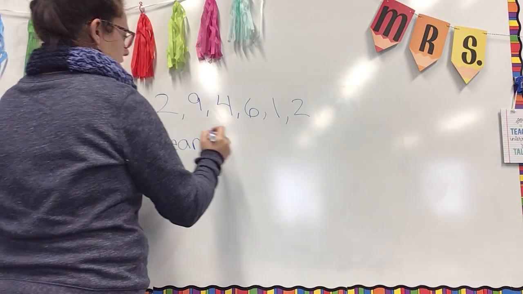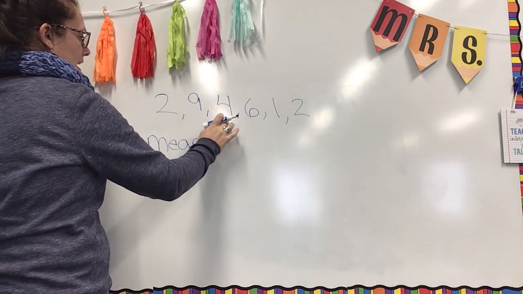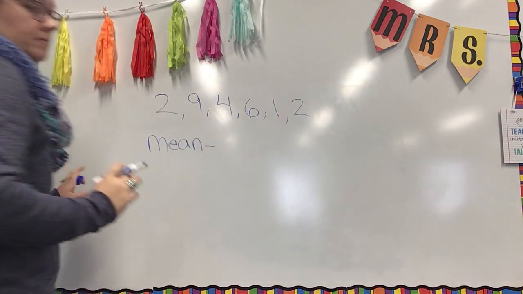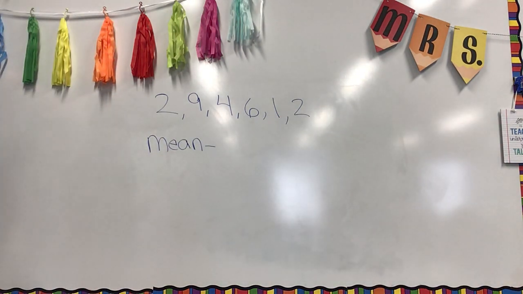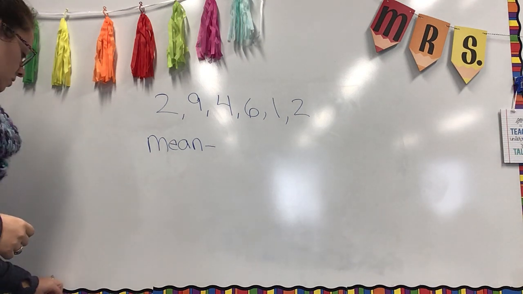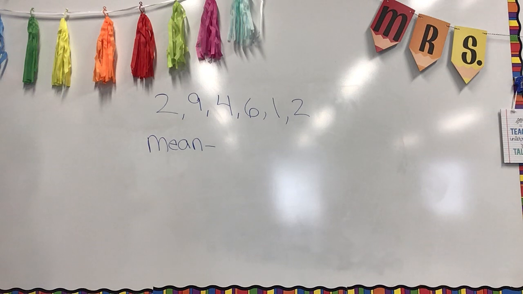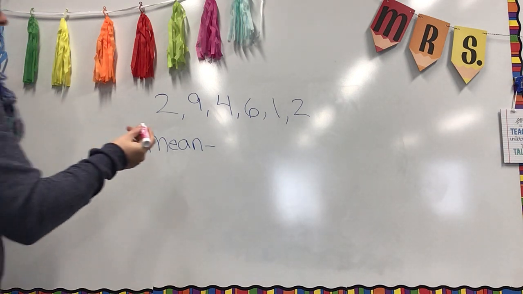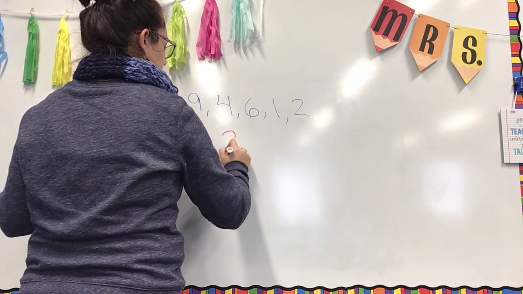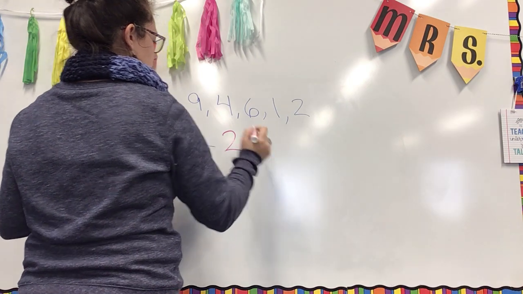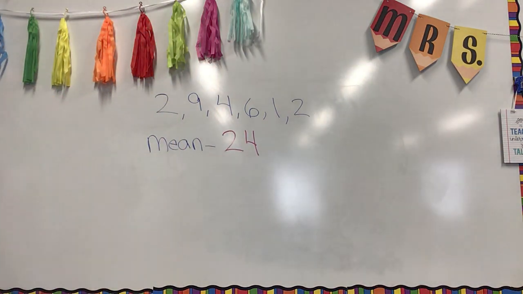Good. Add all these numbers. So right now I want you to add all these numbers. Everybody's doing this. We're not just sitting, guys. What do you get when you add all those up? 24. Very nice. Is 24 my answer? Am I done? No. What do I do with 24?